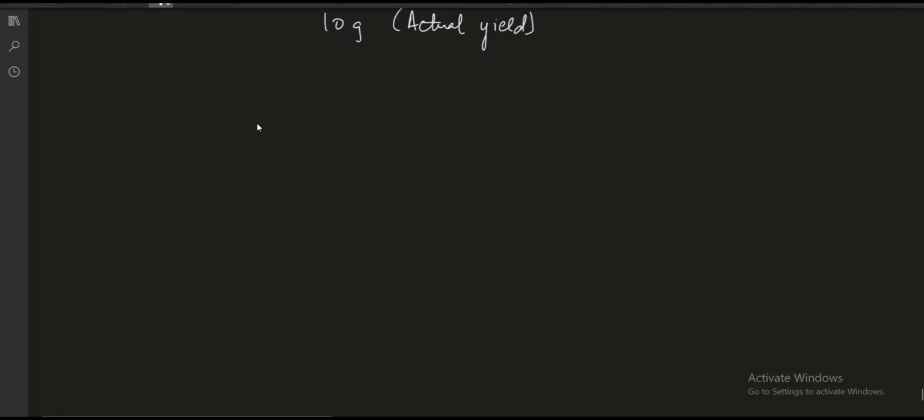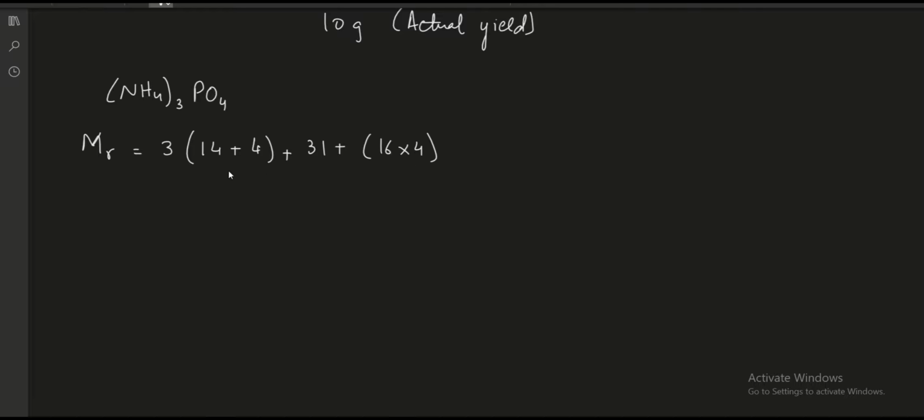So we have this ammonium phosphate, (NH4)3PO4. First of all we have to calculate its Mr. It would be 3 inside the bracket, 14 plus 4, plus phosphorus is 31, plus 16 multiplied by 4, so it would be 149.